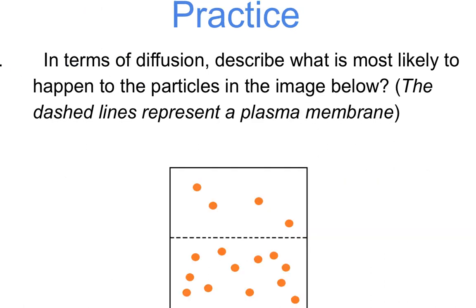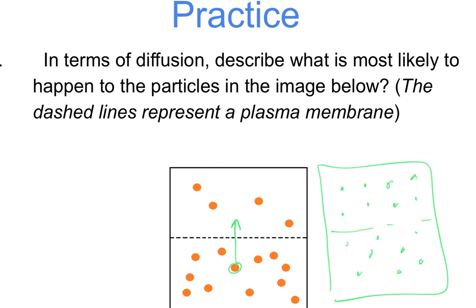All right, so let's practice. In terms of diffusion, describe what is most likely to happen to the particles in the image below. In regular old-fashioned diffusion, things move from high concentration to low concentration. So when these particles are diffusing, this particle right here is going to move across the membrane until we reach a status of equilibrium. 1, 2, 3, 4, 5, 6, 7, 8, 9, 10, 11, 12, 13, 14, 15, 16. So there's 16 total. It's going to move so that it finds an equilibrium. So it's going to go from that to that.